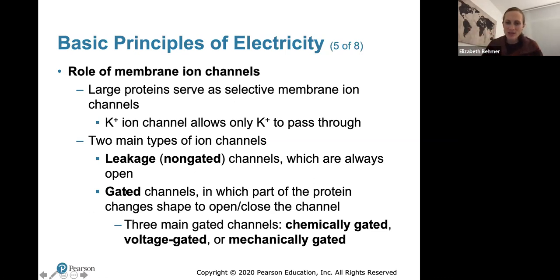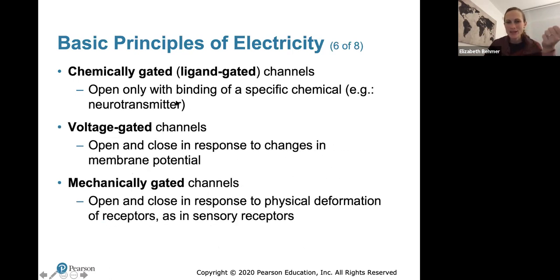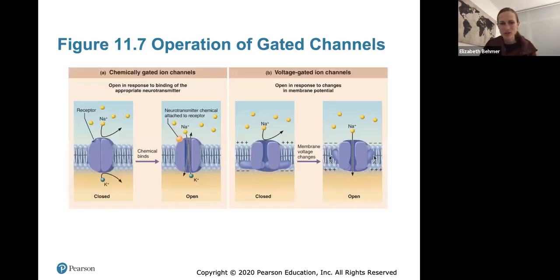And gated channels can only be open when a chemical binds to them, when a voltage passes through it, like an electrical charge, or they're mechanically gated and can only open if something else binds to them. Chemically gated channels open with a binding of a neurotransmitter. Voltage gated channels open in response to a membrane potential. And a mechanically gated channel will open and close in response to some sort of physical deformation of receptors, like a sensory receptor.